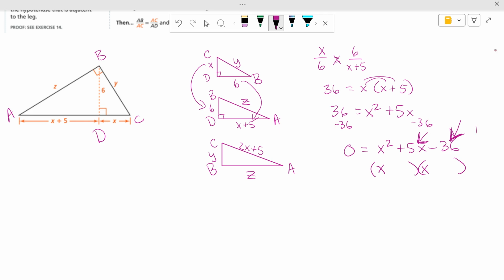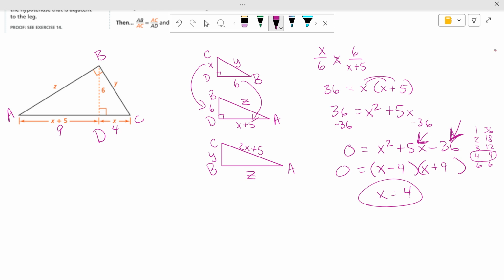Well, 36 is 1 and 36, 2 and 18, 3 and 12, 4 and 9 and 6 and 6. Which ones have a 5 involved? 4 and 9, right? So it's x minus 4, x plus 9. They multiply to be 36, add up to be 5. So x is either 4 or negative 9. Can x be negative 9? No, so x is 4. So once we find 4, that's 4 there. This is 9 here. Okay, now I need to find y.